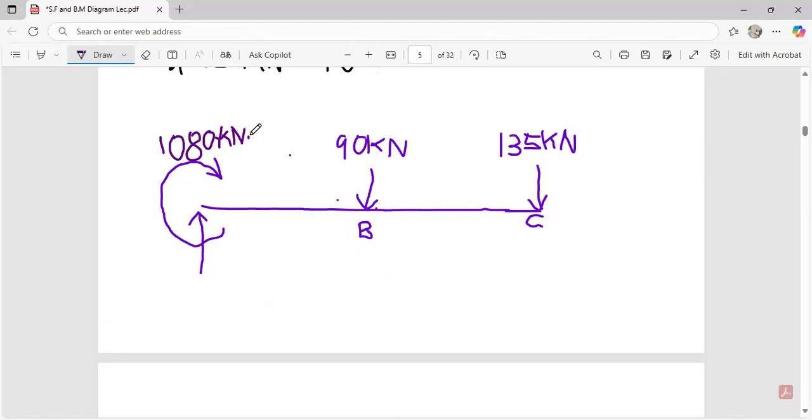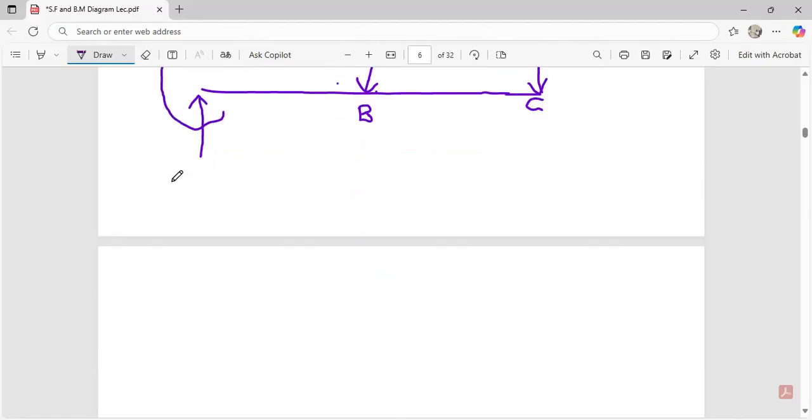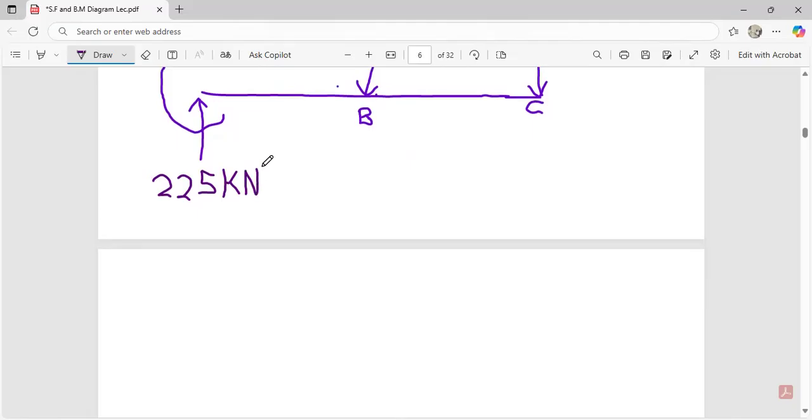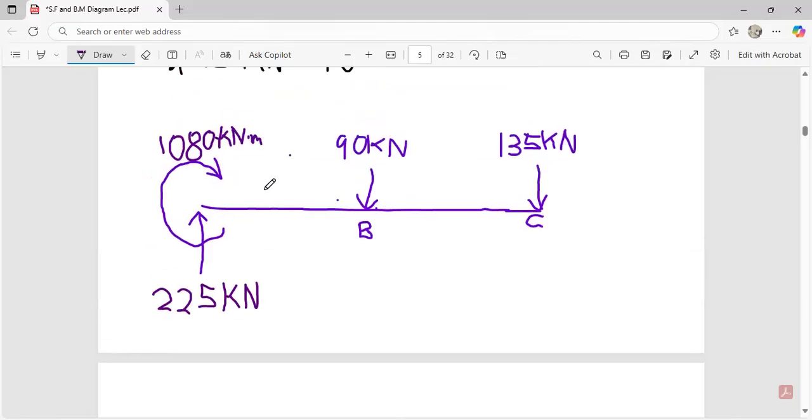Dot what? Meter. Because it is a moment. Okay. And then the VA is going to be what? 2, 2, 5 what? Kilonewton. Good. So from here, we can now get busy.